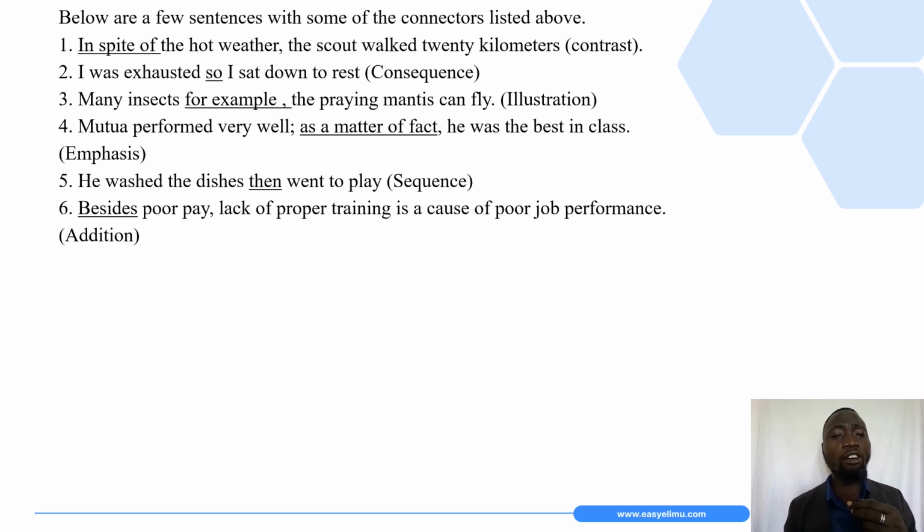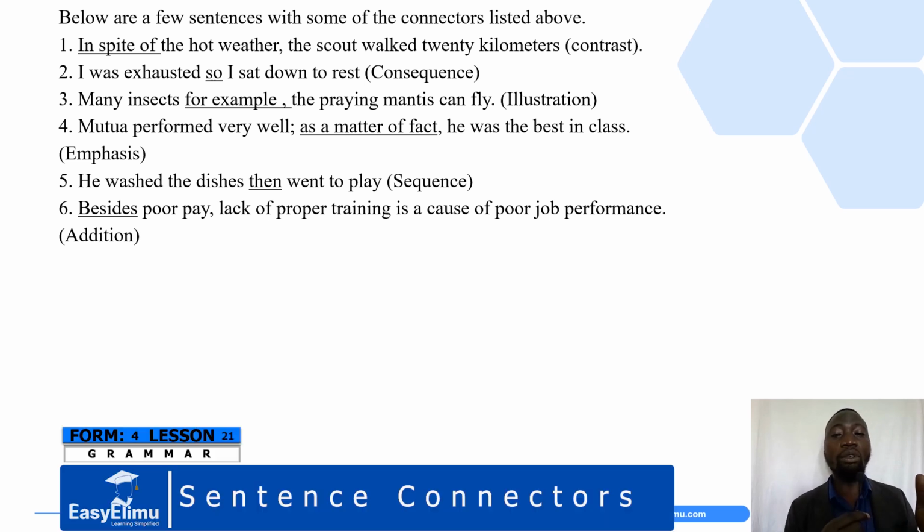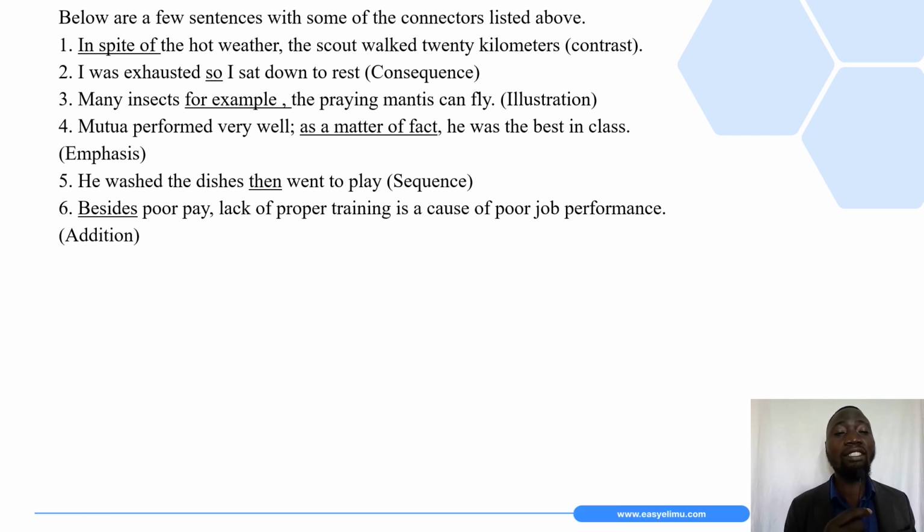In spite of the hot weather, the scout walked 20 kilometers. The connector that has been used in this example has been used to show contrast. Then the next example: I was exhausted, so I sat down to rest. So in this case has been used to indicate consequence. Then: many insects, for example, the praying mantis, can fly. The connector that we have here is for example, and it has been used to give illustration.